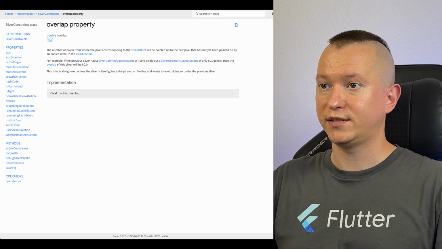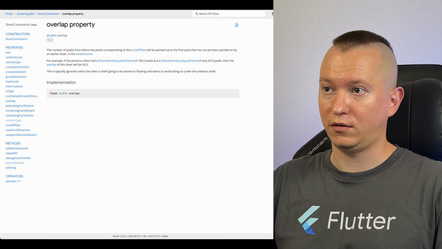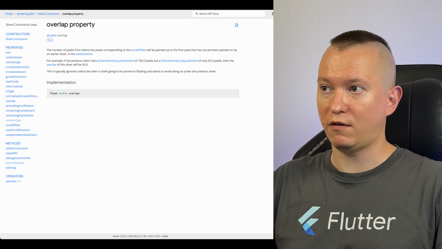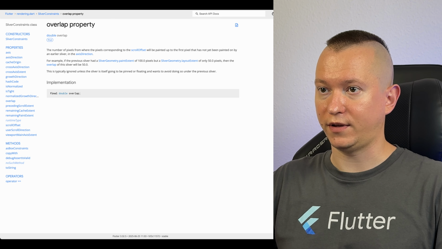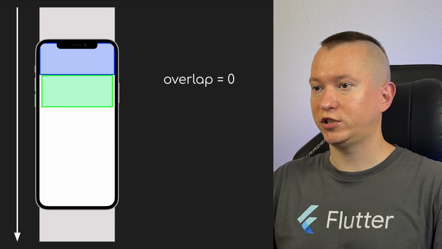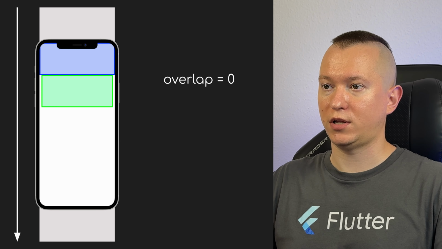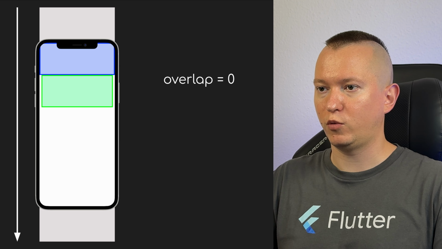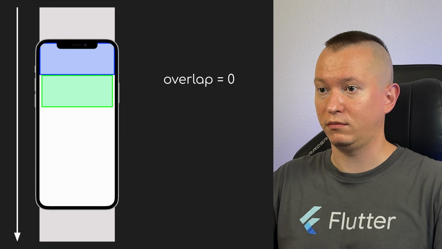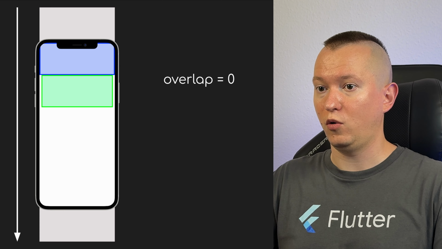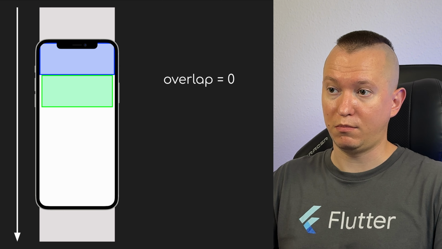Overlap. Size between the first painted pixel of the sliver and the first pixel not covered by the previous sliver. It is used for pinned or floating effects. Let's explore possible cases of overlapping with a visualization. For example, we have a bar which is the blue rectangle on this schema, and a green one is another sliver which can be overlapped by this bar.